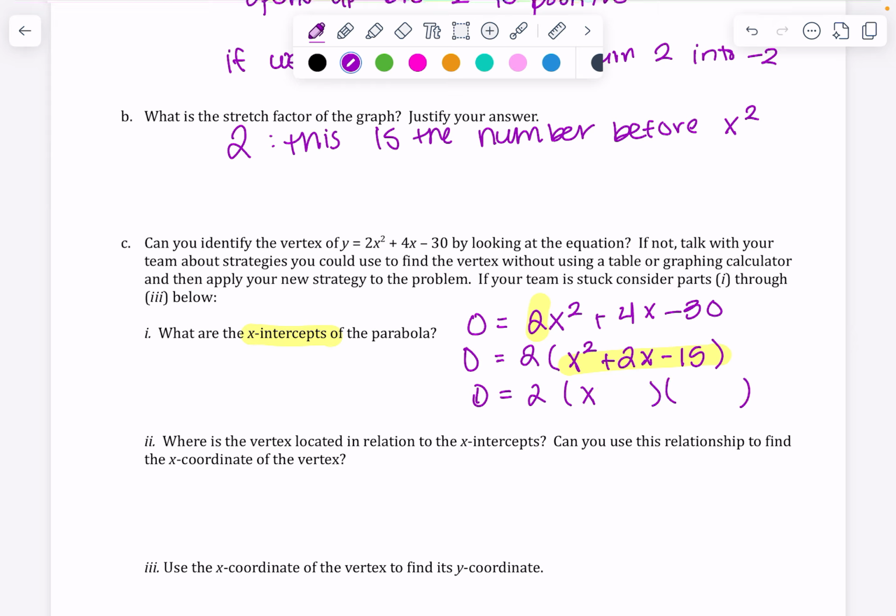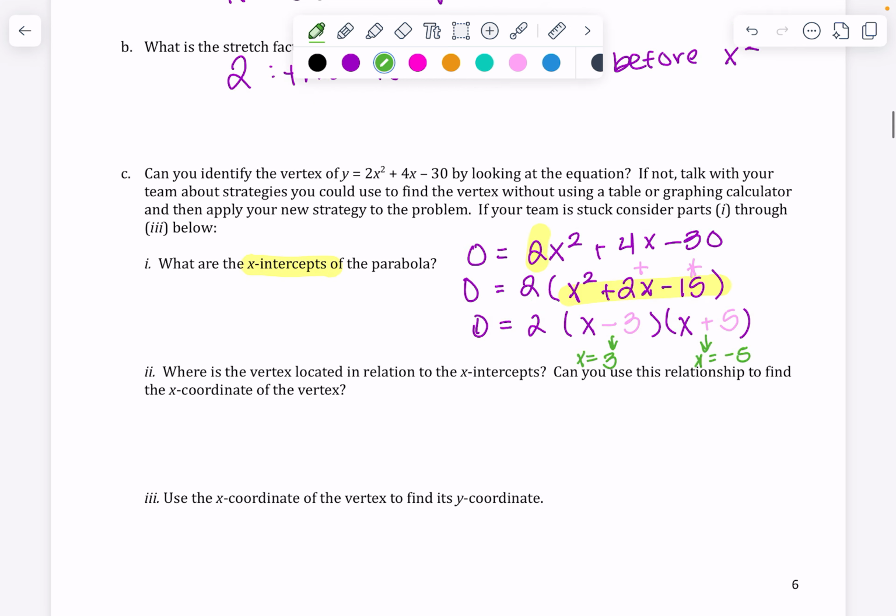So we know x squared will turn into x and x. We need a number that's going to multiply to -15 and add to 2. And so the numbers that are going to do that are going to be -3 and +5, right? And now if we're trying to find x-intercepts, we're taking each factor and figuring out what makes them 0, right? From this factor, we know that one of our x-intercepts is 3. From this factor, we know one of our x-intercepts is -5, okay?